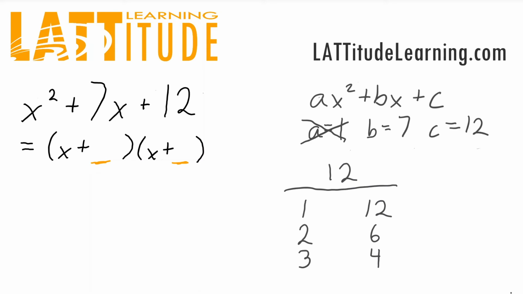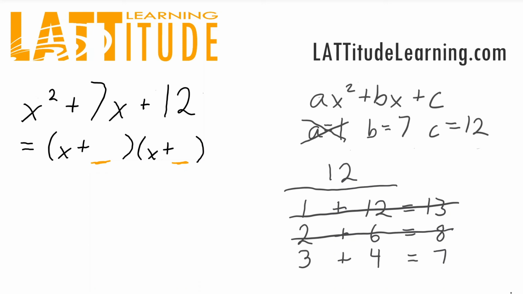But we need to look for a specific factor pair. We need to look for a factor pair whose sum, the result you get when you add, is the b value, 7. So 1 plus 12 equals 13. That is not 7. 2 plus 6 equals 8. That's close, but that's also not 7. 3 plus 4, oh, look, that is 7. So I now know that the values that are going in the binomials are going to be 3 and 4.